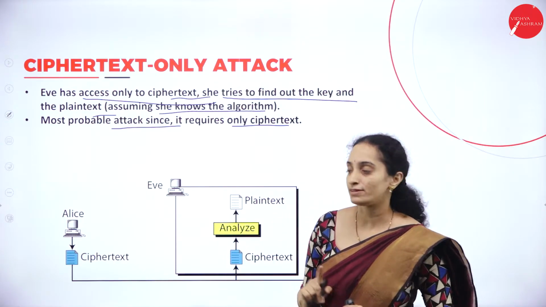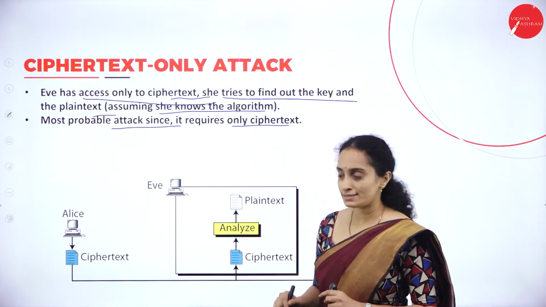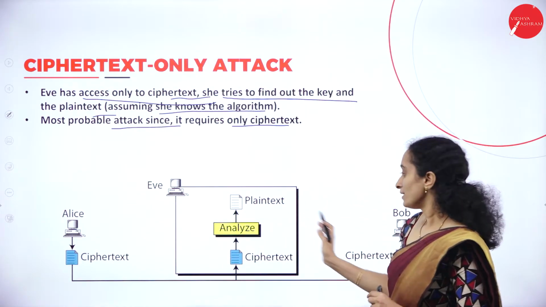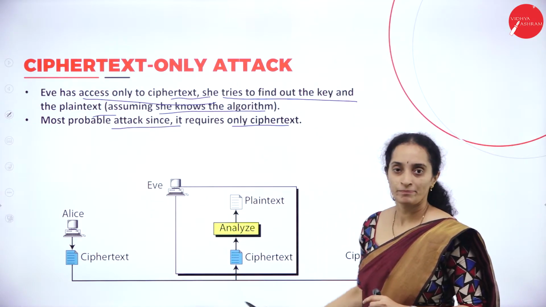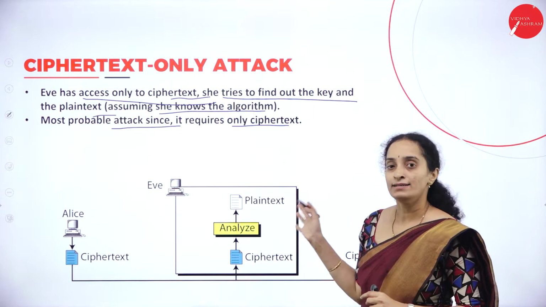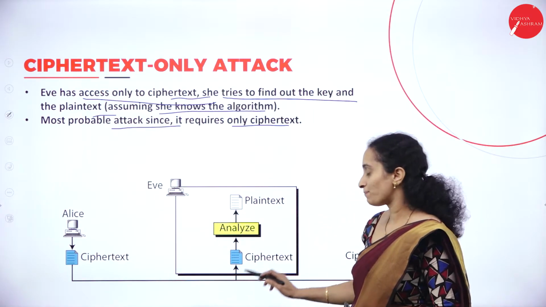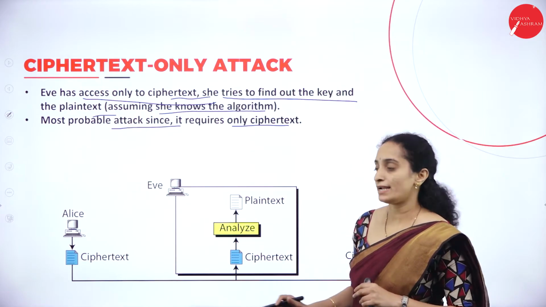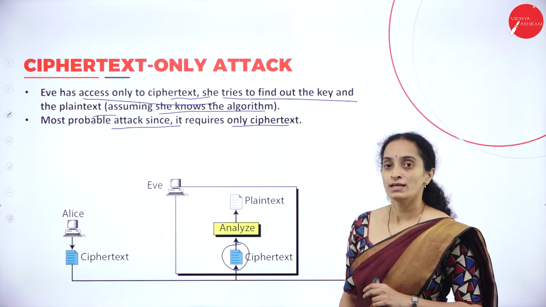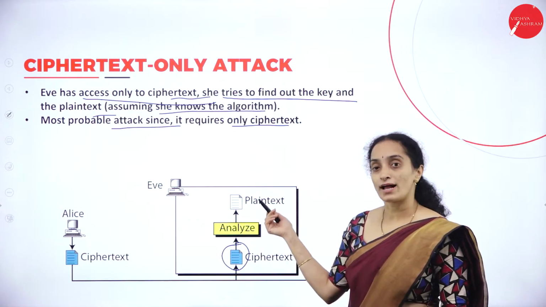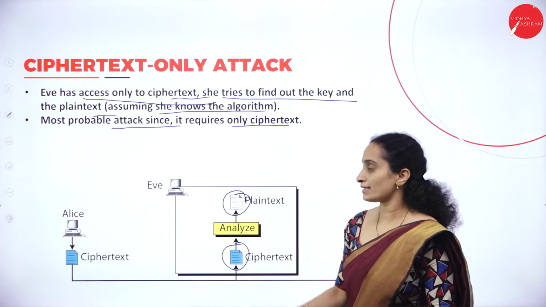Only ciphertext will be obtained by Eve, which is sent by Alice to Bob. Alice is the sender and Bob is the receiver. Eve is the attacker or adversary. By breaching the network path, she will get the ciphertext. By analyzing or assuming the key, she will generate the plaintext.